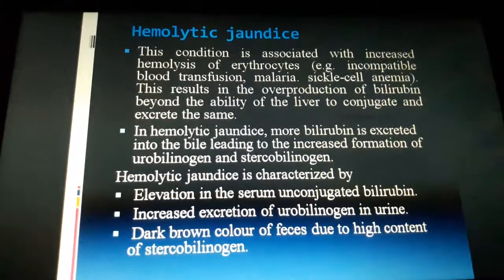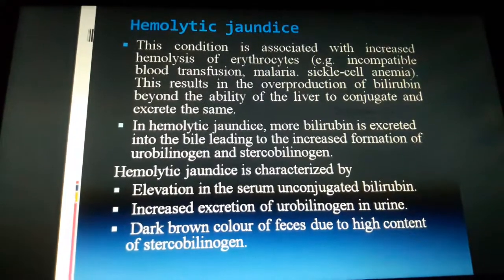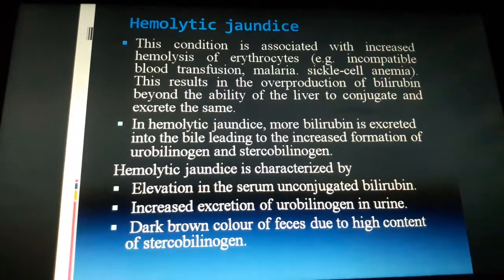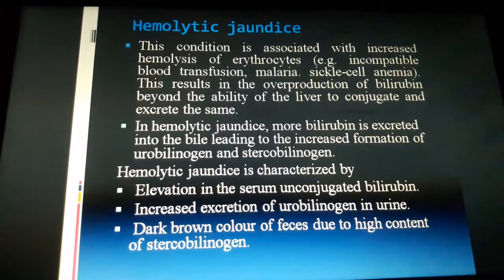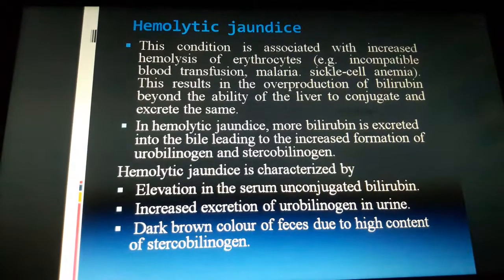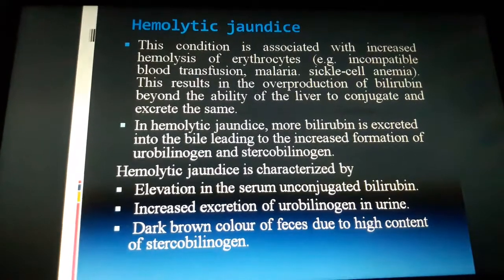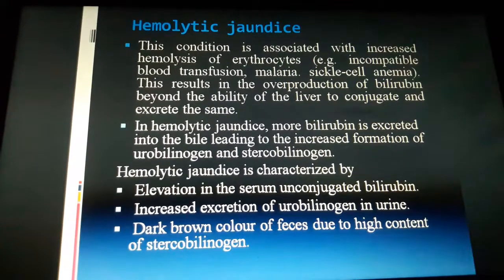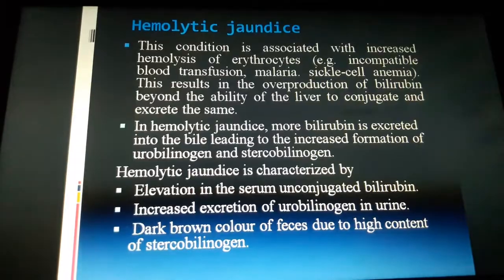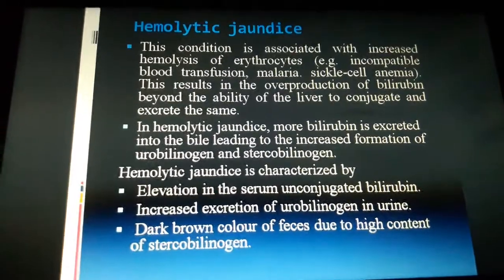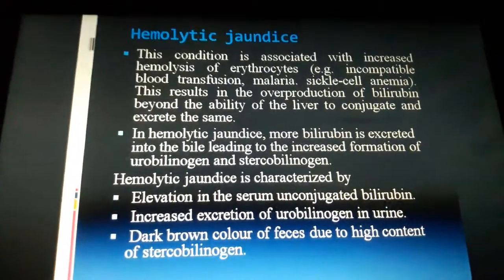In hemolytic jaundice, more bilirubin is excreted into the bile, leading to the increased formation of urobilinogen and stercobilinogen. Then hemolytic jaundice is characterized by elevation in the serum unconjugated bilirubin, increased excretion of urobilinogen in urine, and dark brown color of feces due to high content of stercobilinogen.